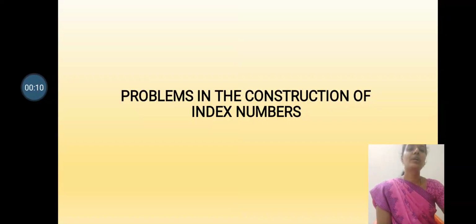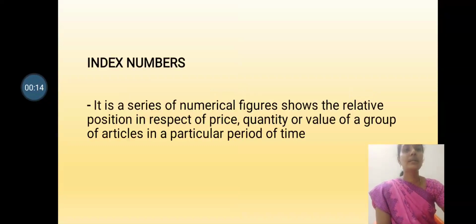Before entering into that, we can see about the meaning of index numbers. So index numbers are a series of numerical figures which shows the relative position in respect of price, quantity or value of a group of articles at certain period of time as compared with another period. That another period can be called as the base period.